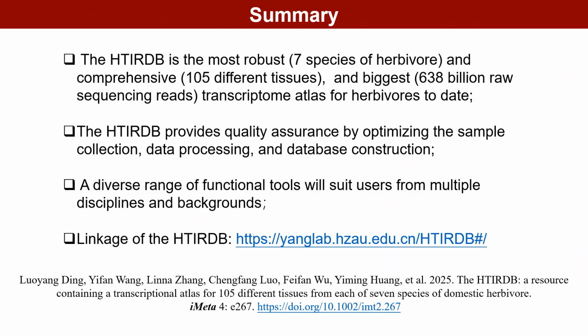In short, the HTIRDB is the most robust, with 7 species of herbivore, the most comprehensive, with 105 different tissues, and the biggest, with 638 billion raw sequencing reads, transcriptome atlas for herbivores to date. The HTIRDB provides quality assurance by optimizing the sample collection, data processing, and database construction. A diverse range of functional tools will suit users from multiple disciplines and backgrounds.